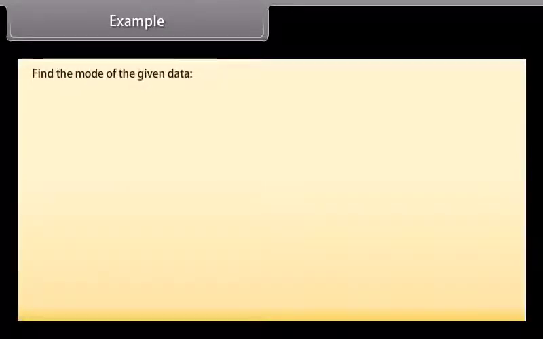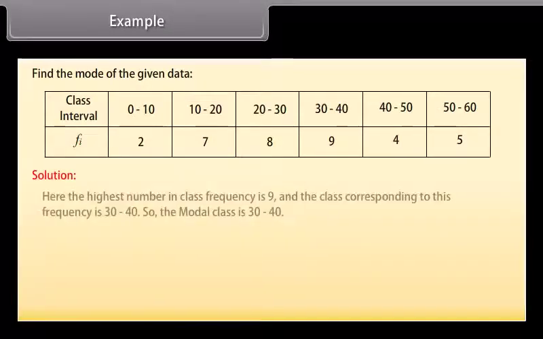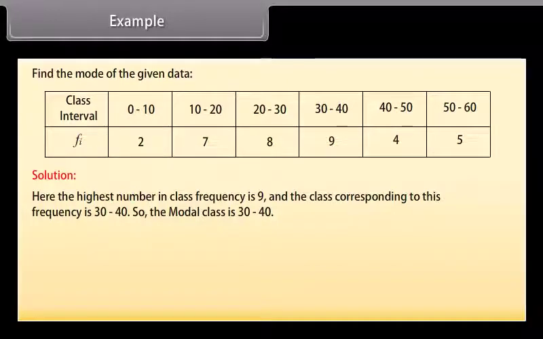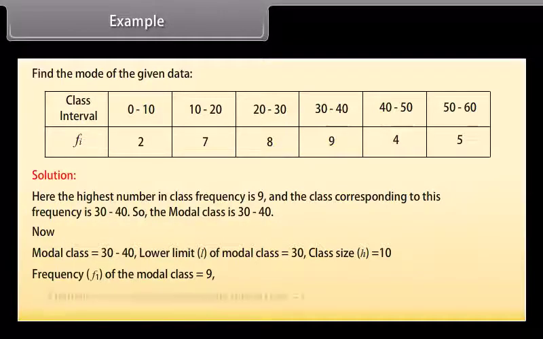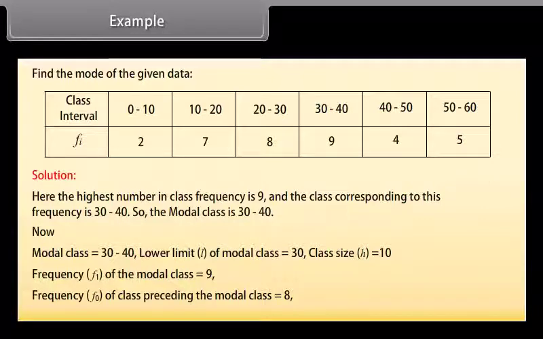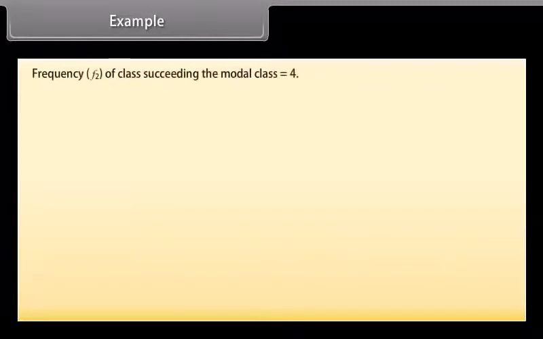Example. Find the mode of the given data. Solution. Here the highest number in the class frequency is 9, and the class corresponding to this frequency is 30 to 40. So the modal class is 30 to 40. Now, modal class is equal to 30 to 40. Lower limit L of modal class is equal to 30. Class size H is equal to 10. Frequency F1 of the modal class equals 9. Frequency F0 of class preceding the modal class equals 8. Frequency F2 of class succeeding the modal class equals 4.